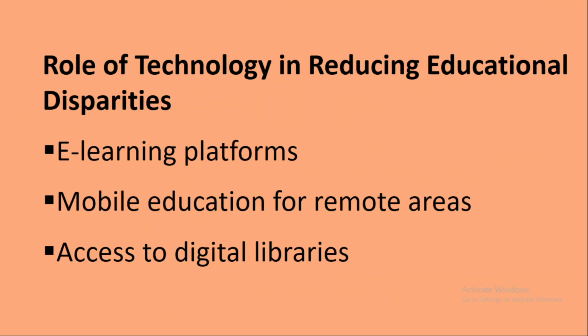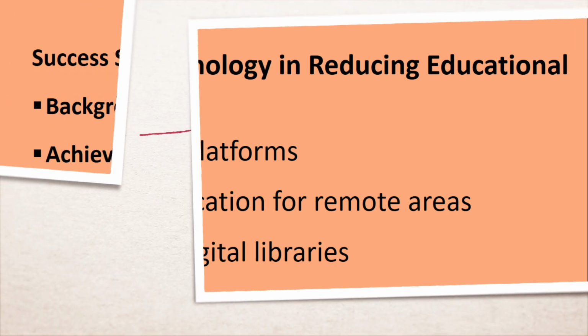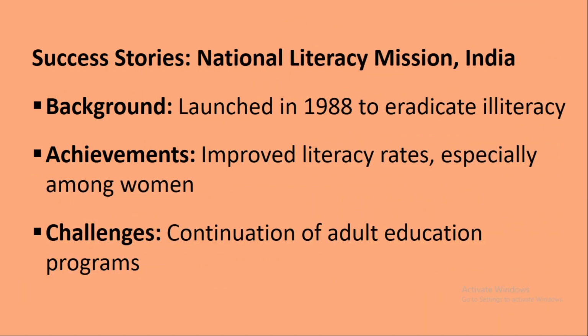Technology is playing a crucial role in reducing educational disparities. E-learning platforms and mobile education initiatives are providing access to education even in the most remote areas. Digital libraries and open educational resources also offer learning materials to those who otherwise wouldn't have access to textbooks and academic resources. India's National Literacy Mission, launched in 1988, has been successful in improving literacy rates, particularly among women. This program aimed to provide functional literacy to adults and has made considerable progress. However, sustaining these achievements requires continuous effort and investment, especially in adult education programs.